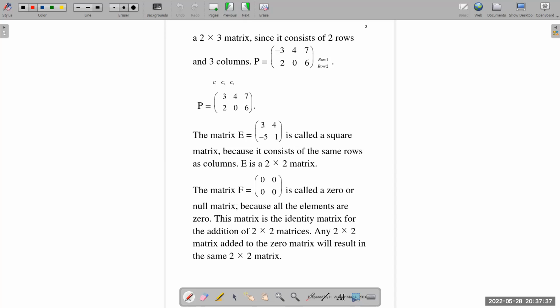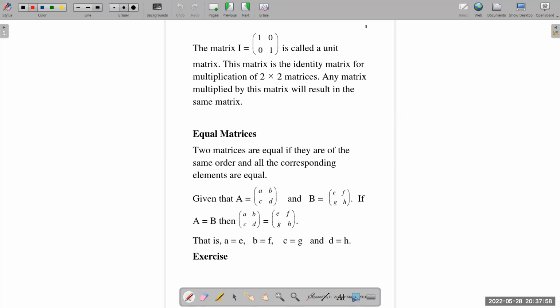Now, a matrix is called a square matrix if the number of columns and the number of rows are the same. So this is a 2 by 2, so that's a square matrix. 3 by 3 would be a square matrix as well. 4 by 4, etc. Then we have our null matrix or zero matrix where all of the elements are 0. Then we have the identity matrix. We need to remember this.